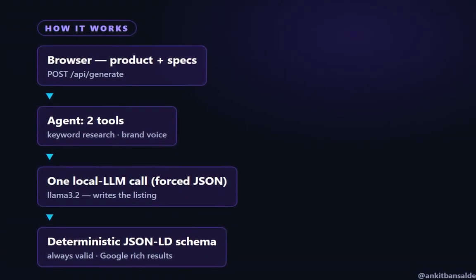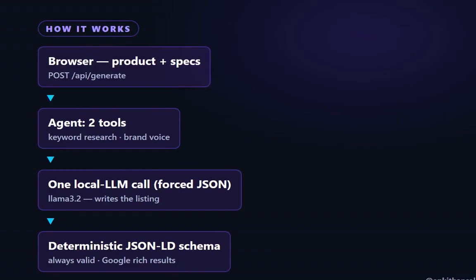The browser sends the product to an Express agent. It calls two tools, keyword research and your brand voice, then makes one local LLM call in forced-JSON mode that writes the whole listing. The structured data schema is built deterministically, so it's always valid for Google.